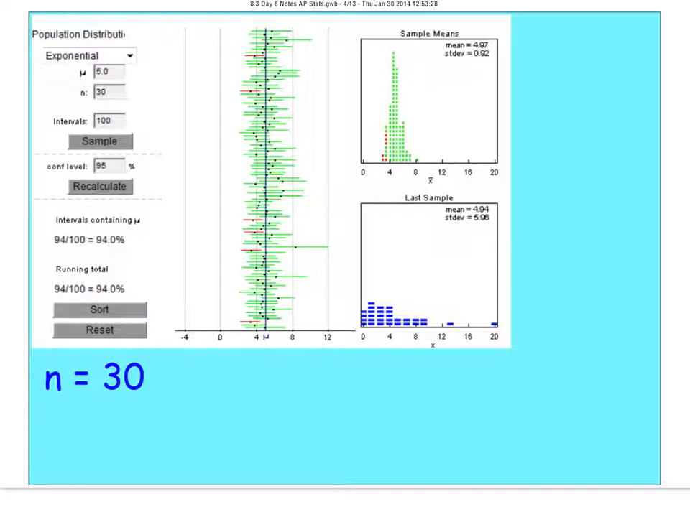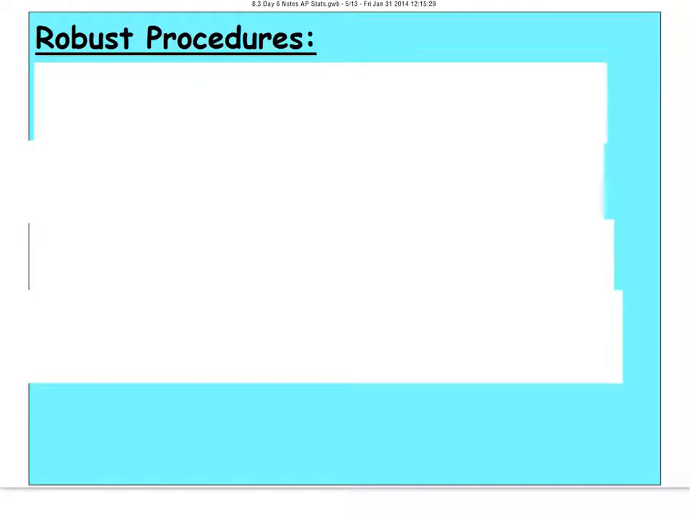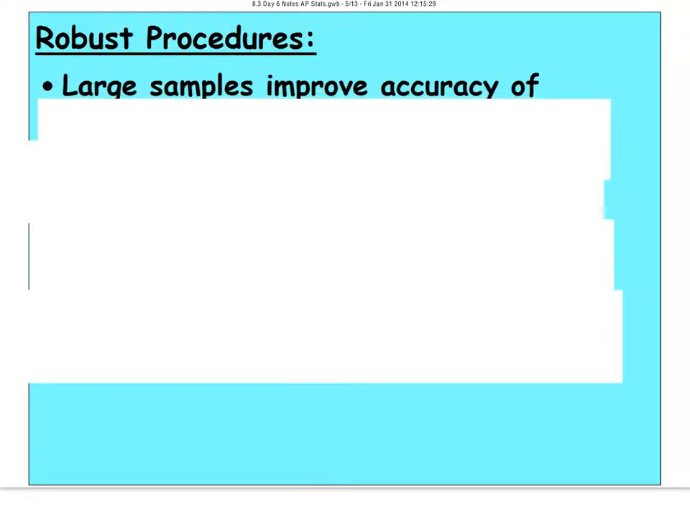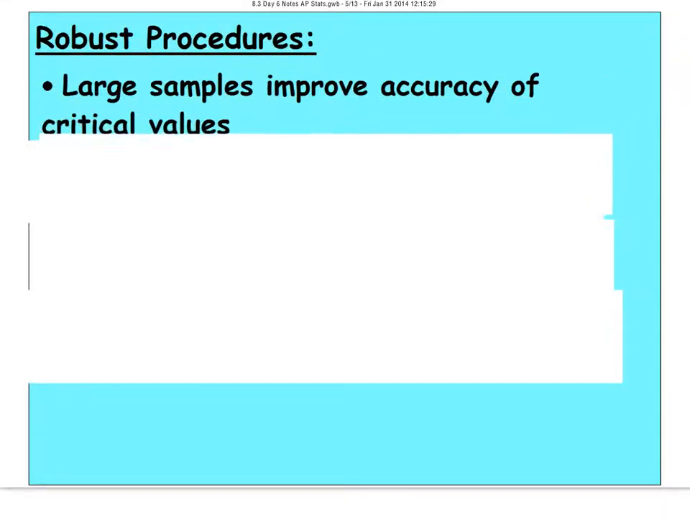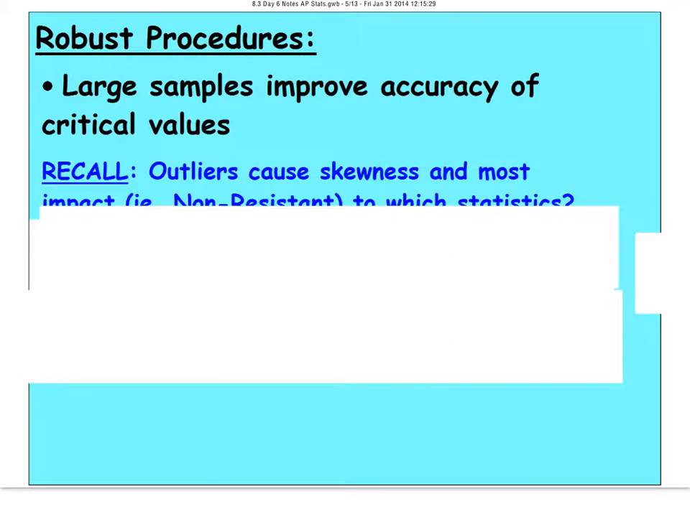So when the sample size is 30, if you look at all 100 of them, in this case, 94% of them actually contain the true mean, which is very close to us wanting to be 95% confident in our actual level. So we're seeing here, as we increase the sample size, the true definition of our confidence level really does show up more accurately as it should. So really what that analysis tells us is about robust procedures and the fact that large samples improve the accuracy of our critical values.